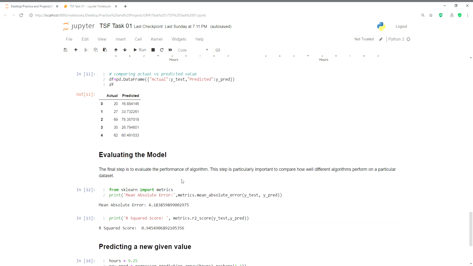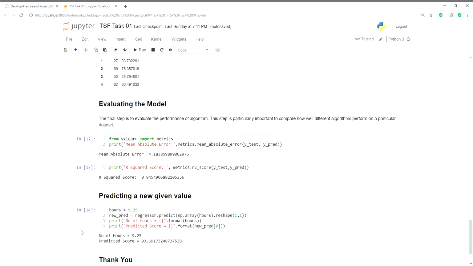After that, I have evaluated the model by mean absolute error and R squared score. Here the mean absolute error is 4.18, which means my predicted value is 4.18 more or less than the test set results. And here the R squared score is 0.94, which is not that bad.